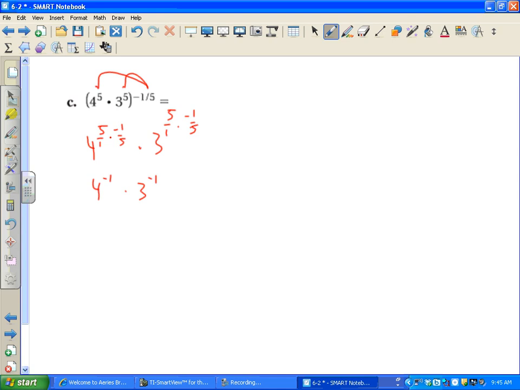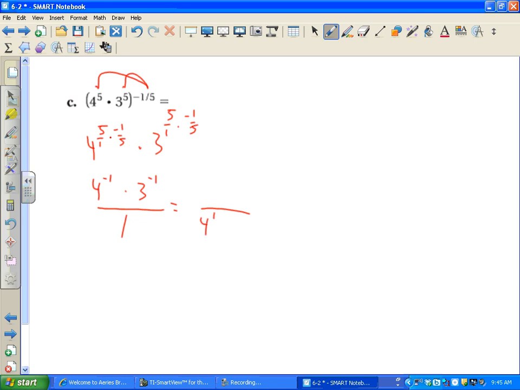Now, things got a little bit easier. I got rid of my fractions there. 4 to the negative 1 times 3 to the negative 1. I like that. Again, I know that negative exponents mean that term is in the wrong part of my fraction. So that means 4 to the negative 1 does not belong in the numerator. It needs to move down to the denominator.